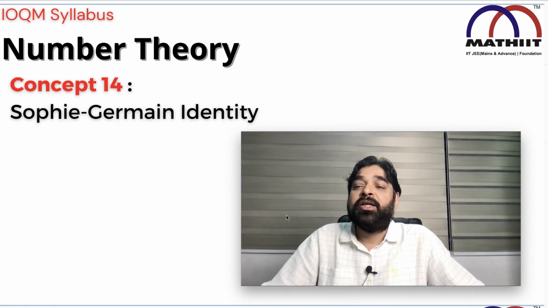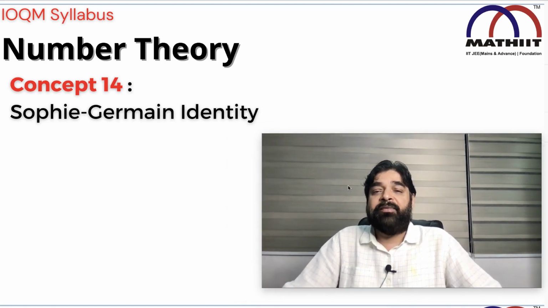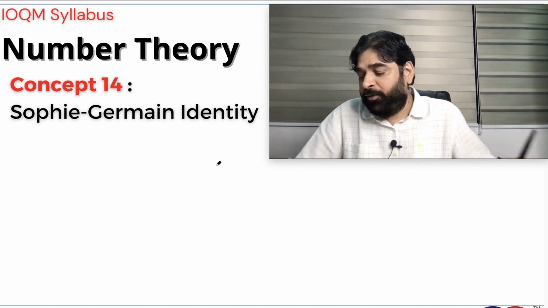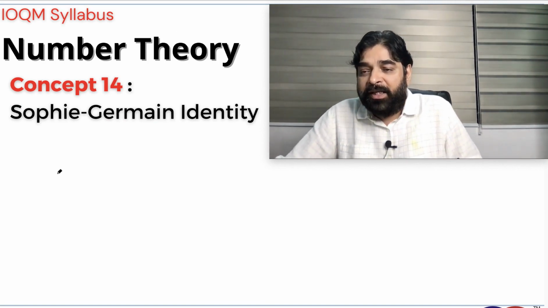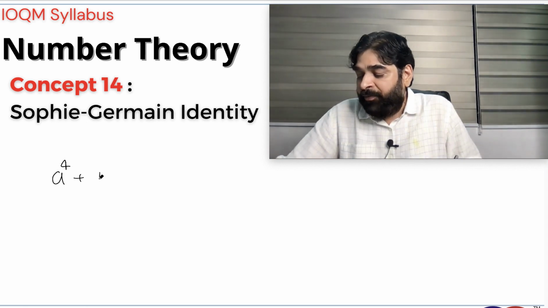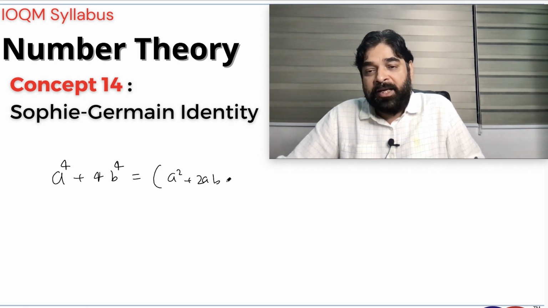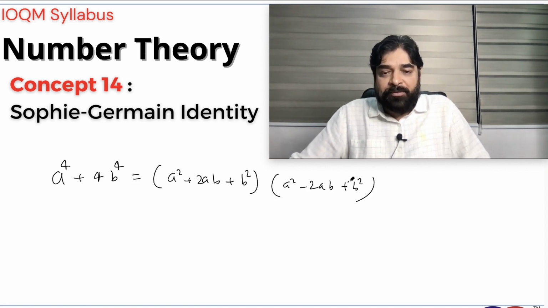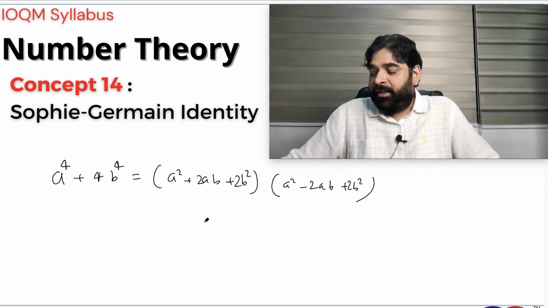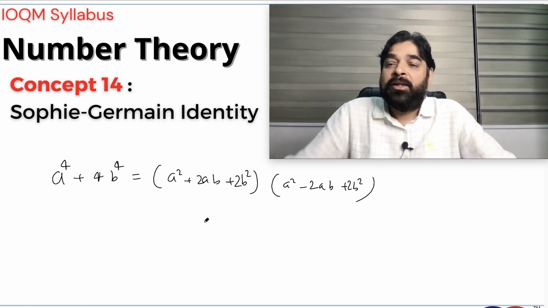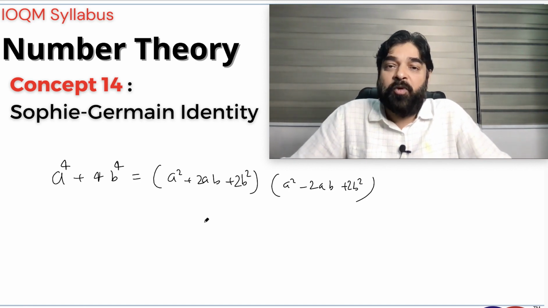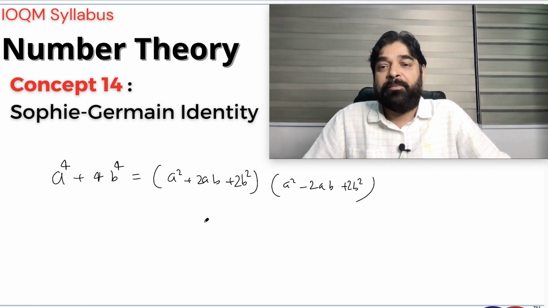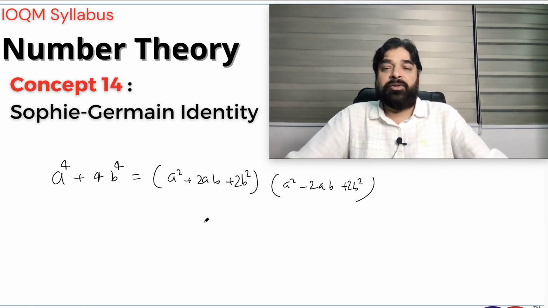Next you have to study the Sophie-Germain identity. It's very, very important, very simple also. I hope some of you know this one. Sophie-Germain identity says that a power 4 plus 4 into b power 4 can be factorized as a square plus 2ab plus 2b square into a square minus 2ab plus 2b square. I'm sorry, something wrong I did, yeah, 2b square. This is called the Sophie-Germain identity. This we use for solving questions in number theory. Very, very important, you should know it.